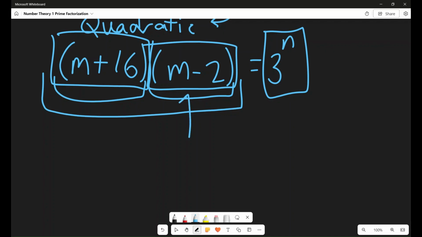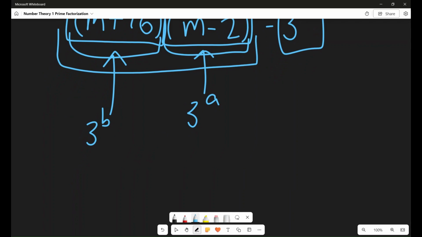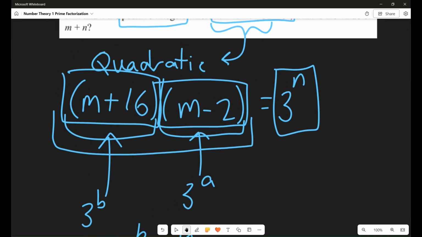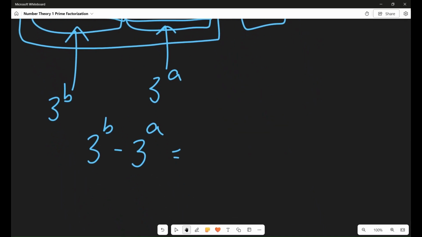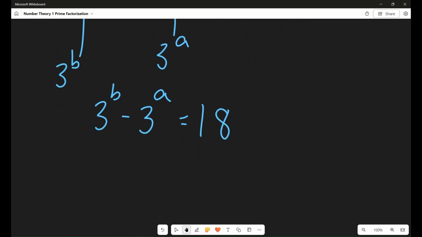So let's say that this is 3 to the power of a, and this is 3 to the power of b. Now we can say that 3 to the power of b minus 3 to the power of a is equal to whatever m plus 16 minus m minus 2 is. And obviously, those two numbers are 18 away from each other. So now all we want is two powers of 3 that are 18 away from each other. And after a little bit of time, it's easy to see that those two powers of 3 are 9 and 27.